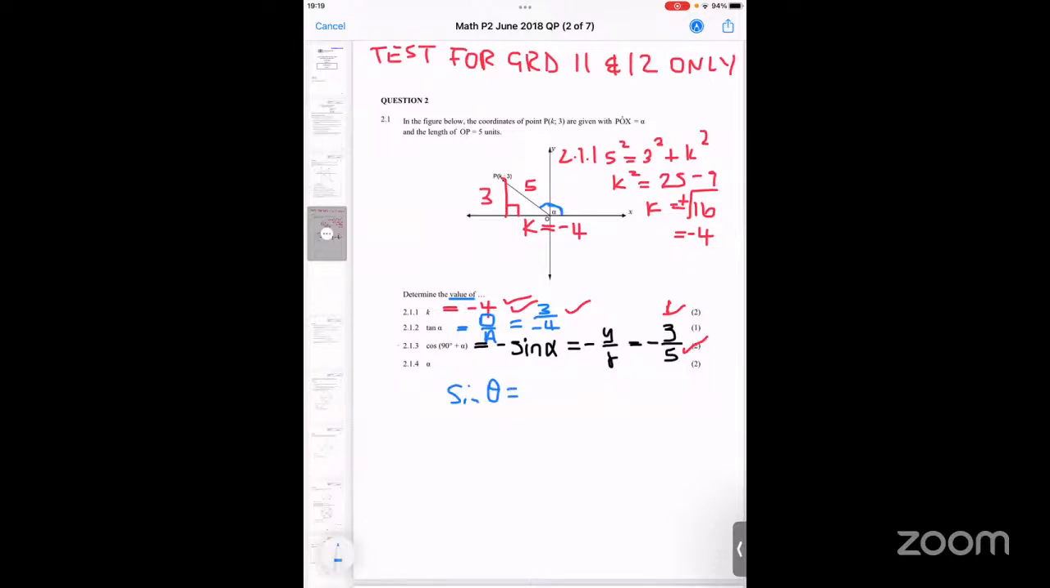Sine theta is equal to opposite over hypotenuse. Then we substitute the numbers: opposite is 3, so that means we have 3 over 5. Yes, the angle theta is equal to sine inverse of 3 over 5. Okay, what will the angle be?